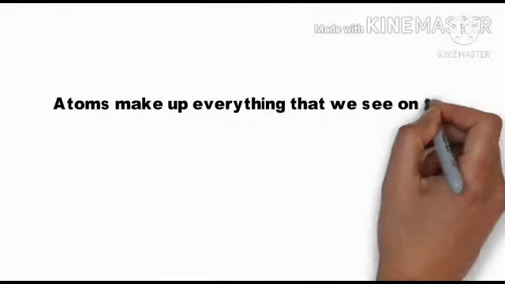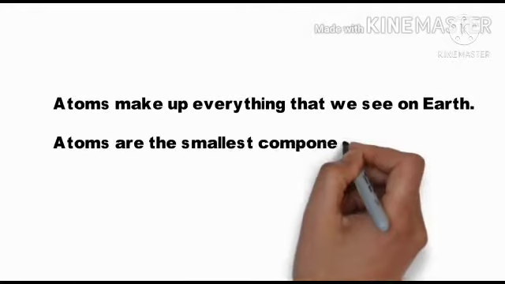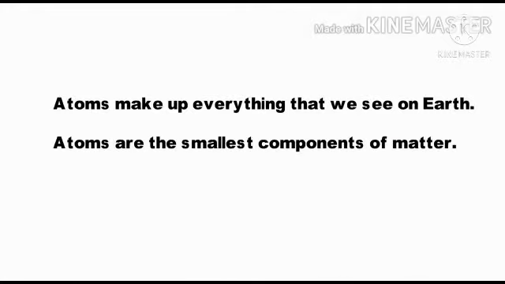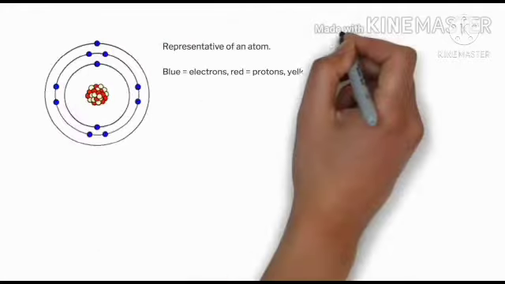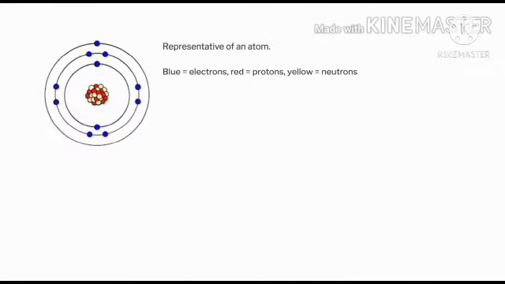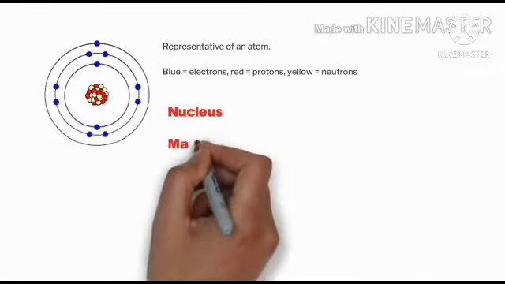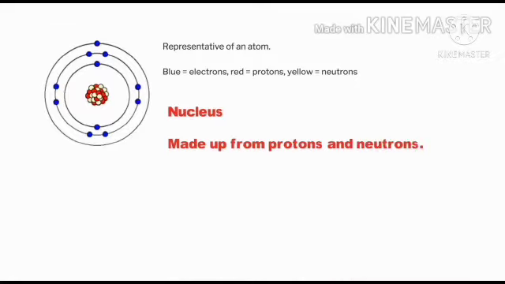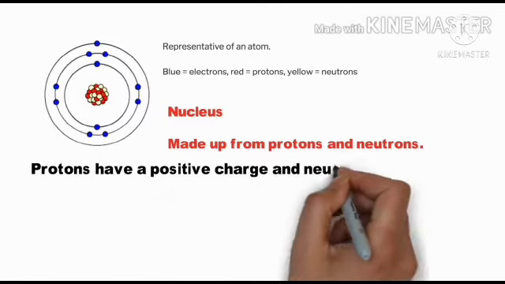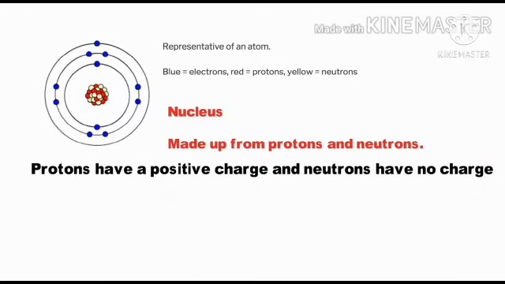Atoms make up everything that we see on Earth. Atoms are the smallest components of matter. Representing an atom: blue represents electrons, red protons, yellow neutrons. The nucleus is made up of protons and neutrons. Protons have a positive charge and neutrons have no charge.